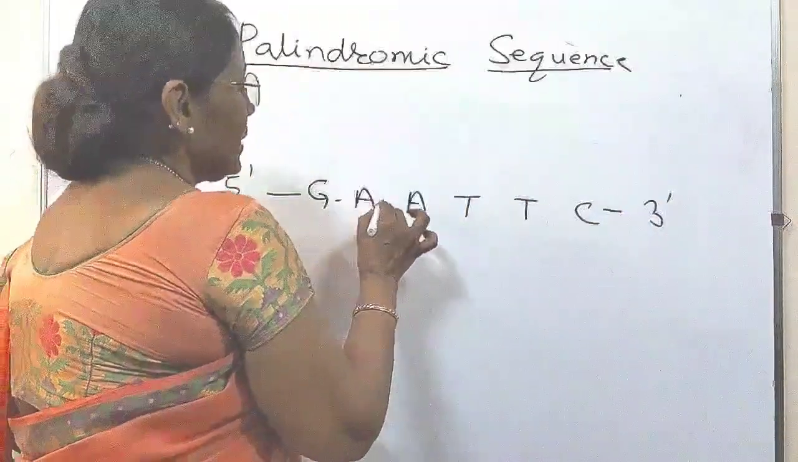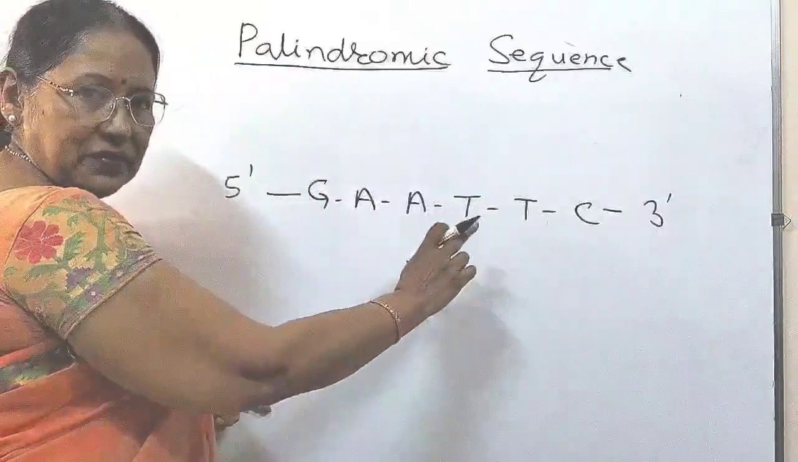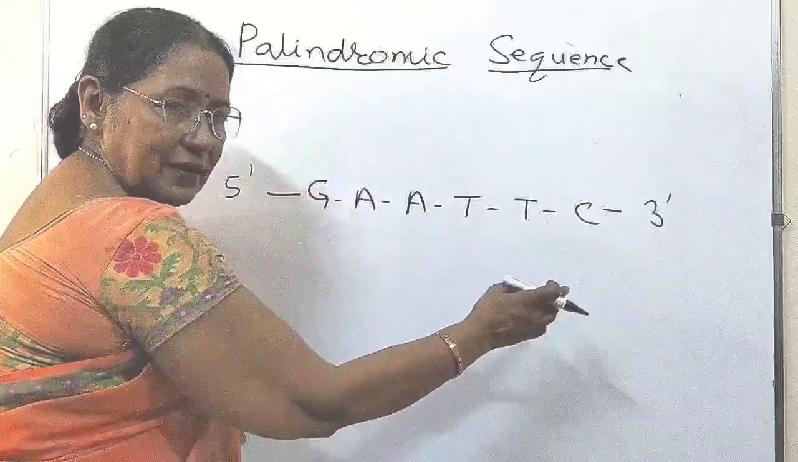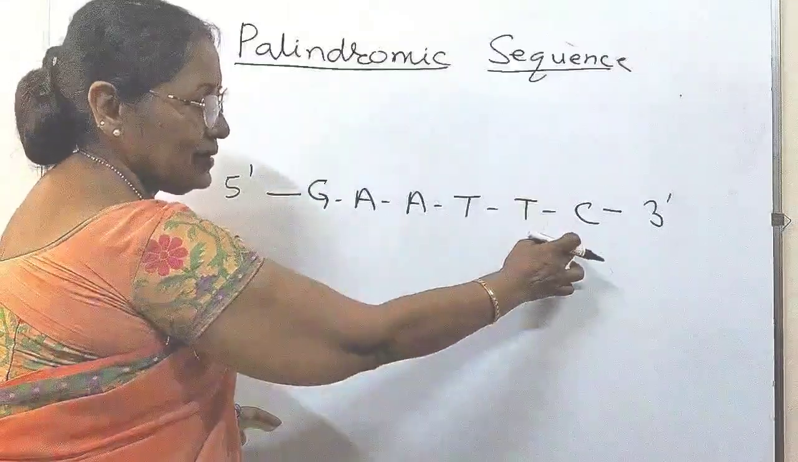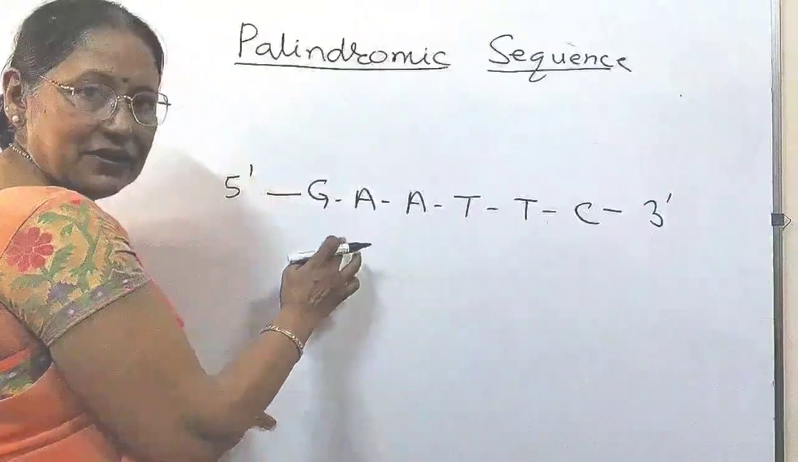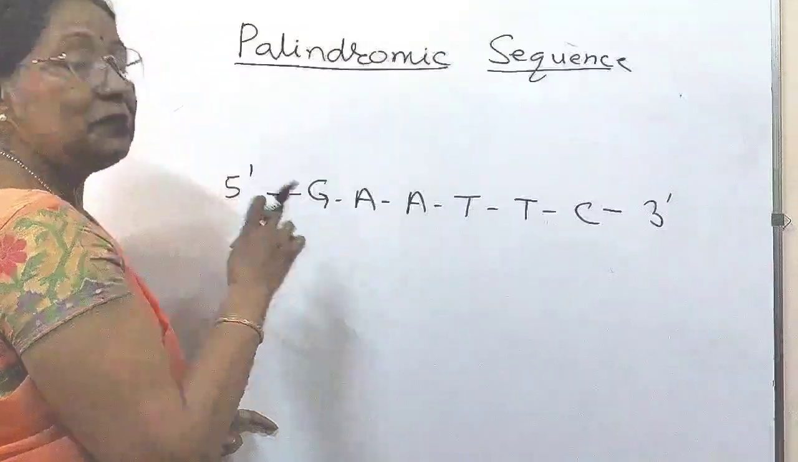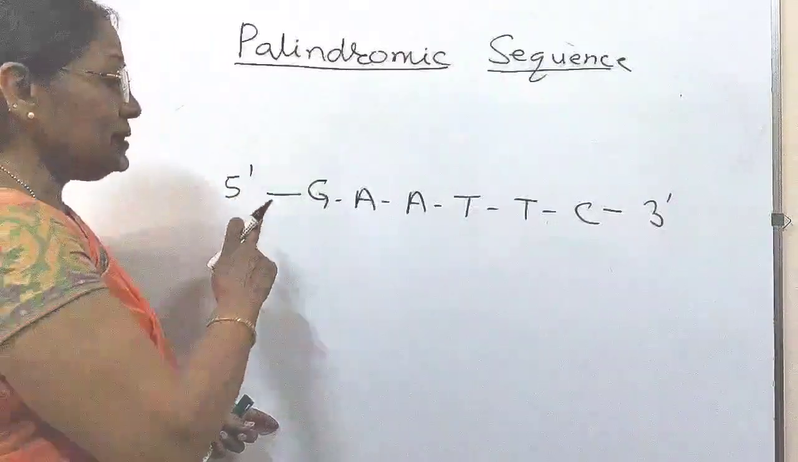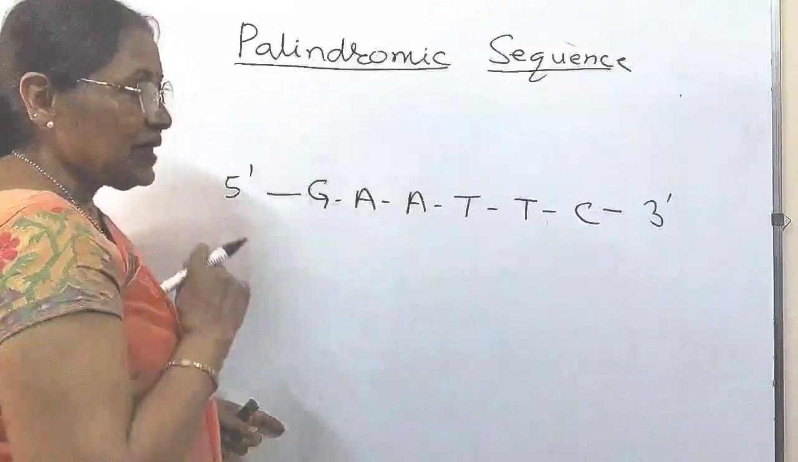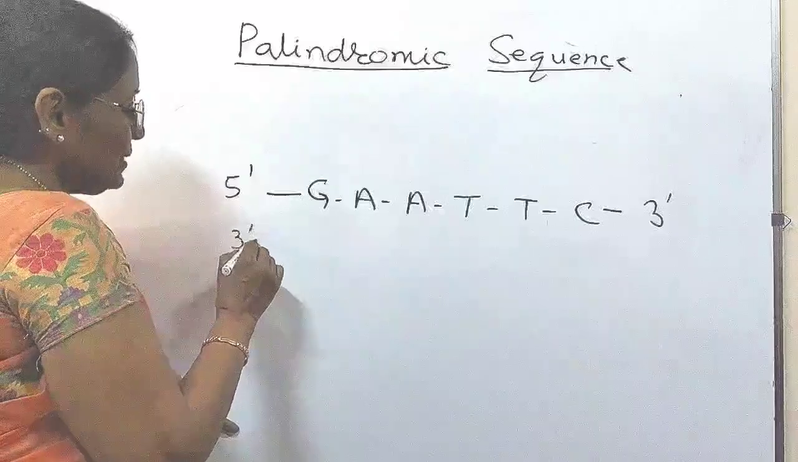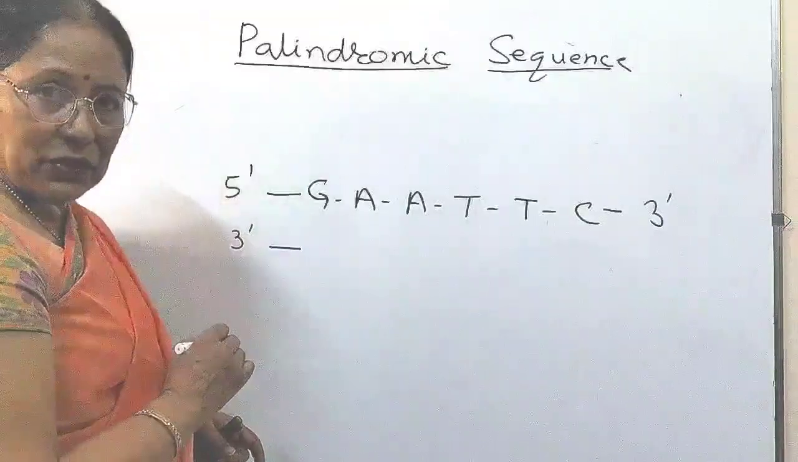Read it from left to right: G-A-A-T-T-C. Now read backwards: C-T-T-A-A-G. Not a palindrome. Both read different. But you know that DNA is not single-stranded. DNA is double-stranded, and both the strands have opposite polarity.